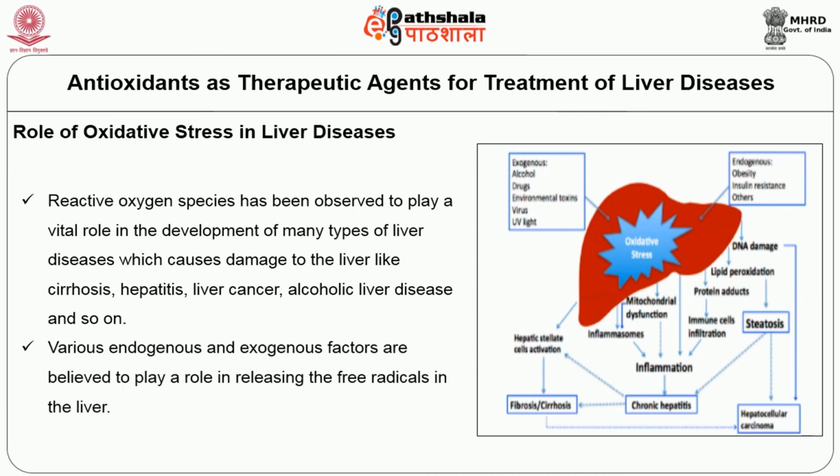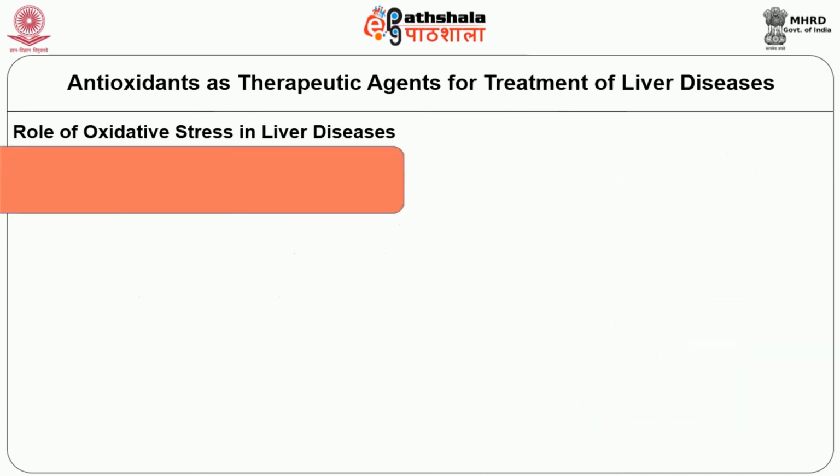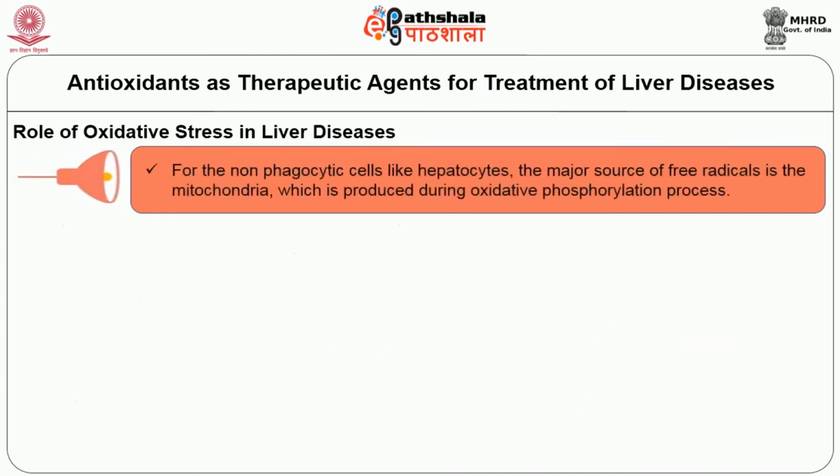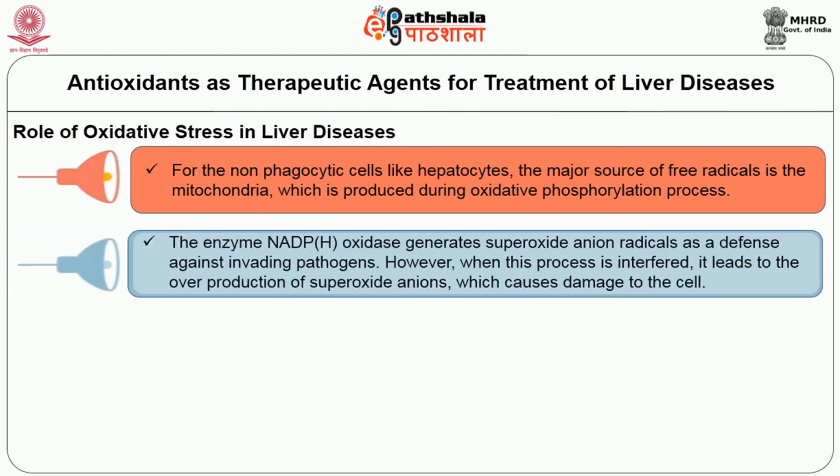Various endogenous and exogenous factors are believed to play a role in releasing the free radicals in the liver. For the non-phagocytic cells like hepatocytes, the major source of free radicals is the mitochondria, which is produced during the oxidative phosphorylation process. The enzyme NADPH oxidase generates superoxide anion radicals as a defense against invading pathogens.